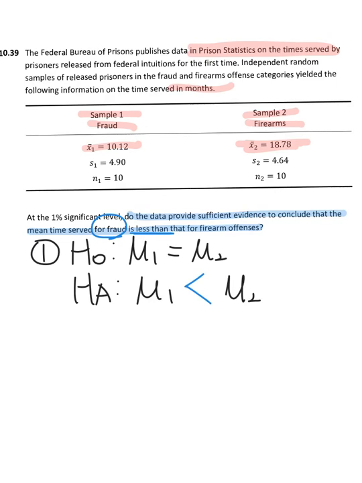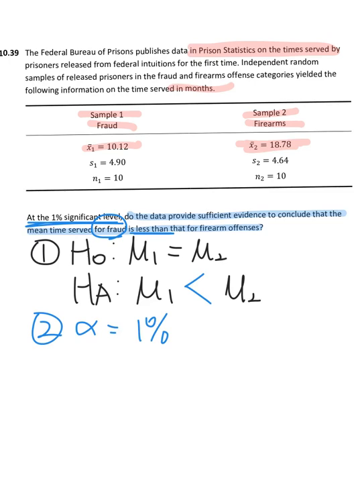Okay, just keep going. Number 2, can you see alpha, the significance level? How much? Where is alpha? 1%. Here is a 1%. Okay, now take the test statistic.